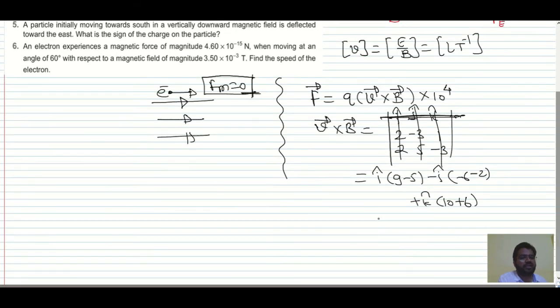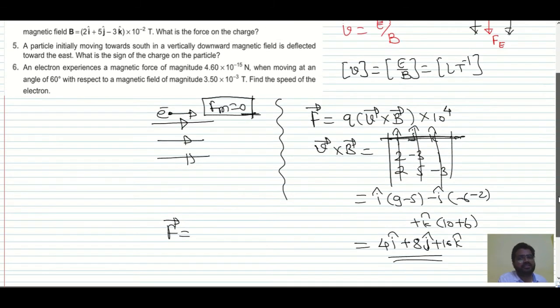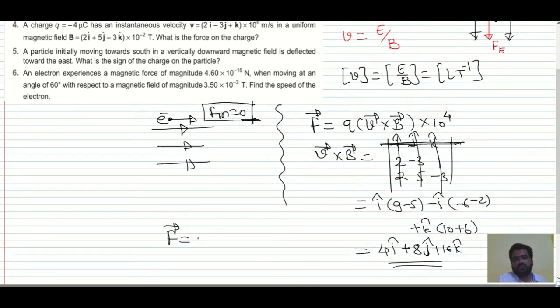So if you just calculate this now, you will get 4i hat plus 8j hat plus 16k hat. This is the V bar cross B bar. Now put it in the expression. F bar is equal to, what is Q? What is Q over here? Q is minus 4 microcoulomb.